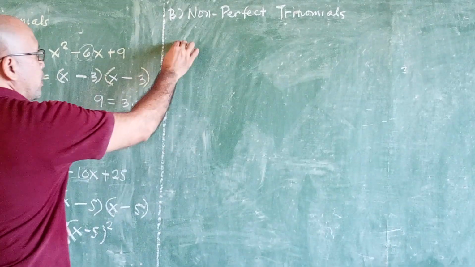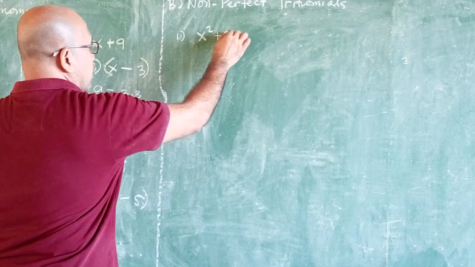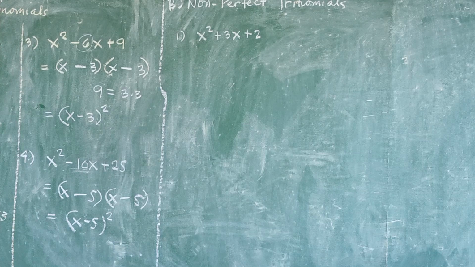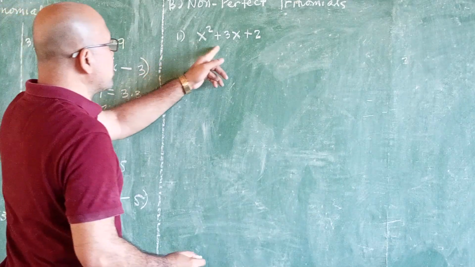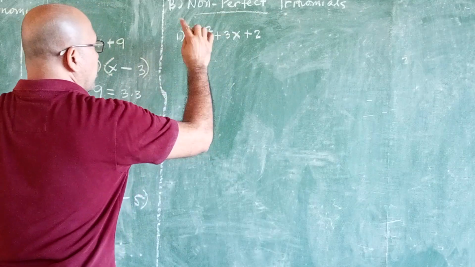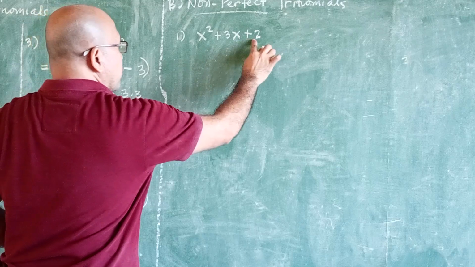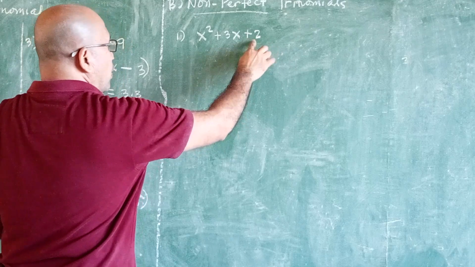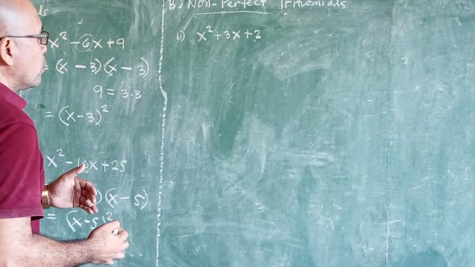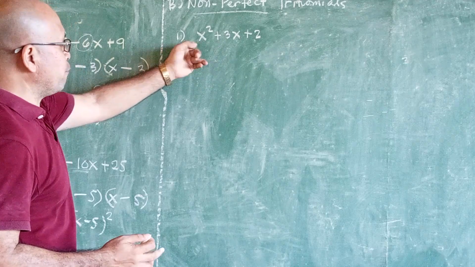Okay, example we have here: x squared plus 3x plus 2, for example. This is an example of a non-perfect square trinomial. Non-perfect, because even though the first term is a perfect square, the last term is not a perfect square, which is the partial way of checking or making a conclusion that the given trinomial is possibly a perfect square.